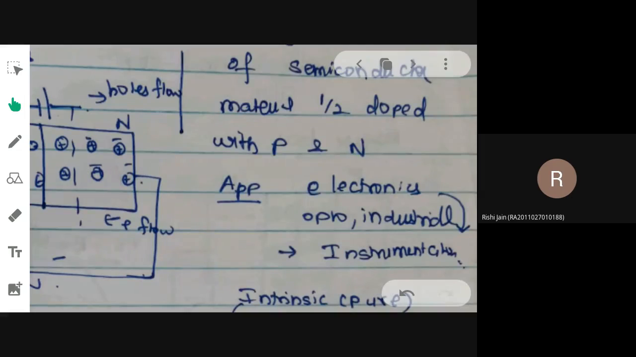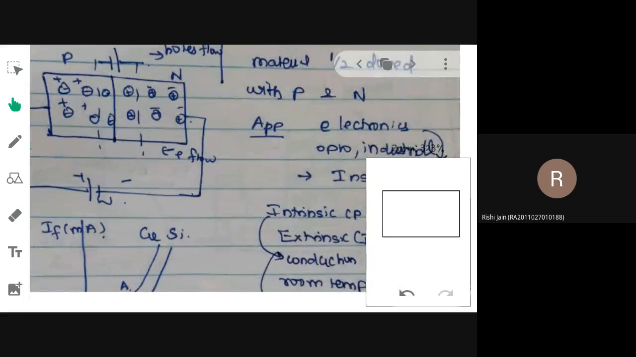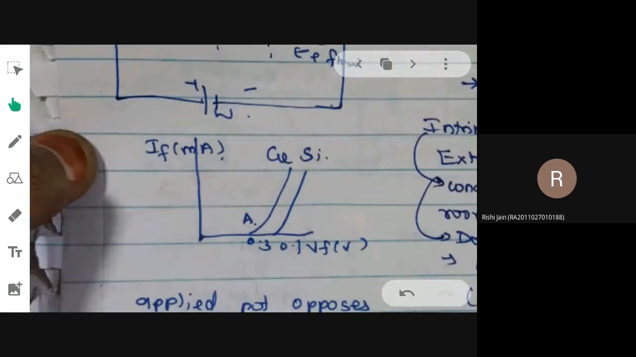So this is regarding the application. Next we'll move on to the characteristics. The characteristics is drawn between V and I. So between these two parameters, if you are drawing a graphical representation, it will be called a VI characteristics. This VI characteristics is divided into two.